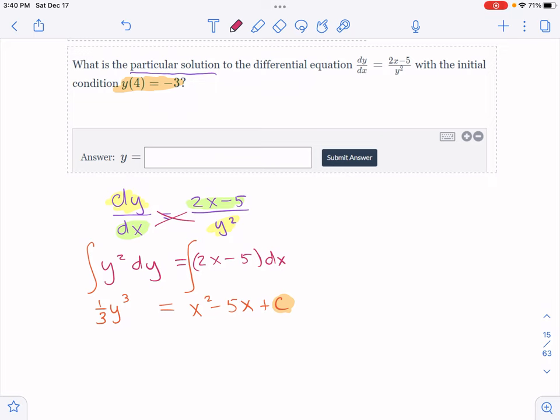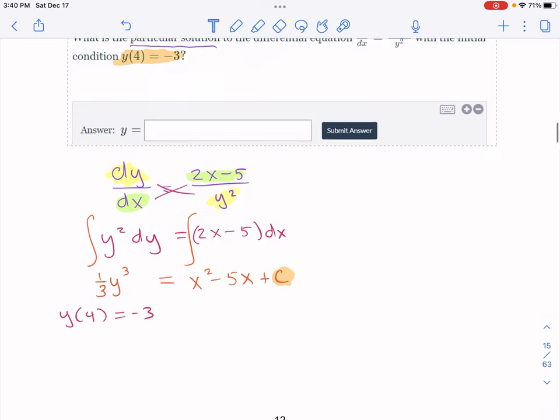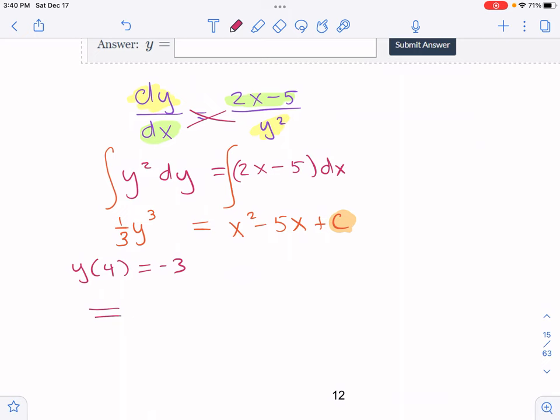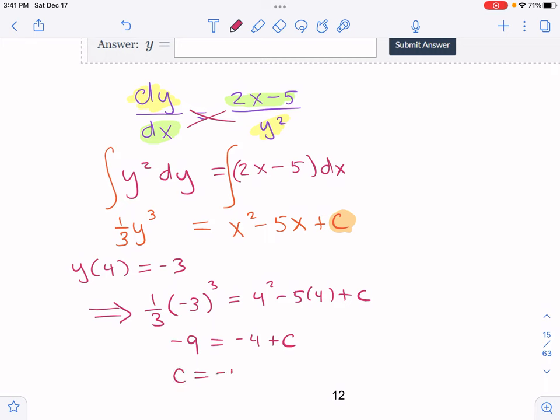Okay, so since I'm just going to indicate we're using y of 4 equals -3, that implies 1/3 times (-3) cubed equals 4 squared minus 5 times 4 plus c. So this left side becomes -27 over 3, which is -9, equals 16 minus 20, which is -4, plus c. So our c is, if I add 4 to both sides, -5. So I've got my c value.